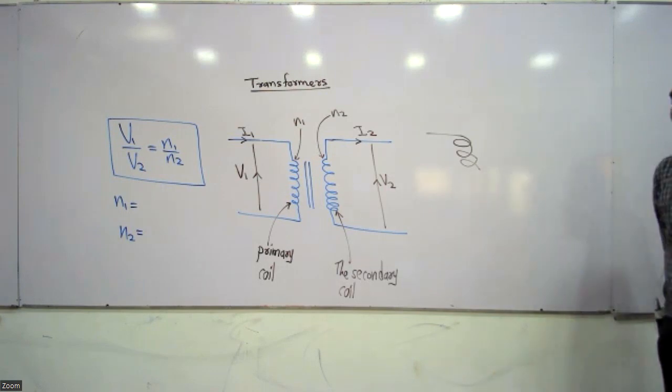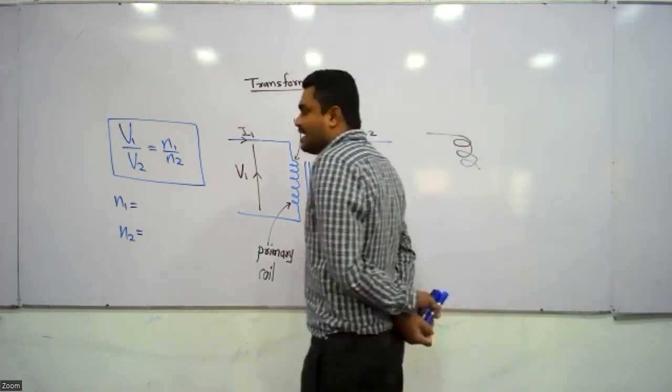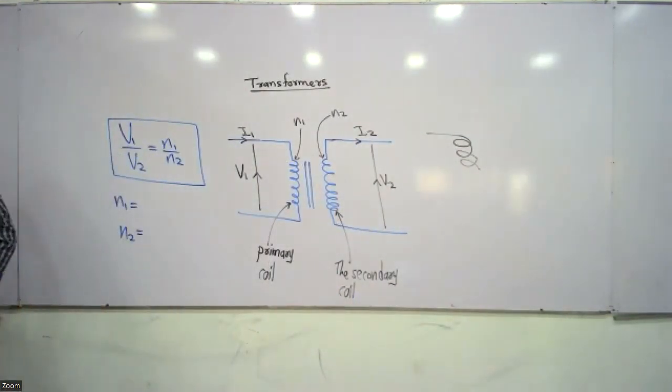Start point and write: if there is no loss in energy, comma, the following relationship can be written.